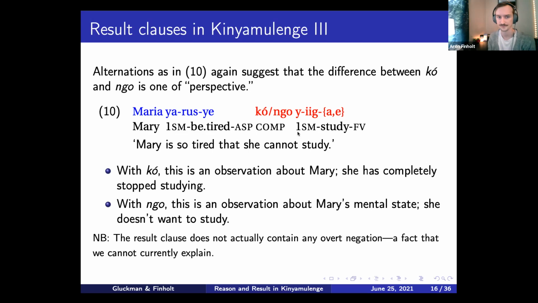Right? One thing we will note here that we currently can't account for, and that presents some issues in examples like 10, is that these sorts of result clauses actually don't contain any overt negation. And we are not quite sure how to account for this. So we can certainly come back to this in the question and answer period if any of you would like to revisit this.